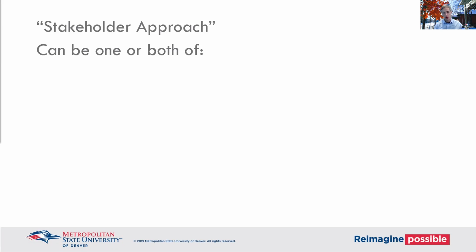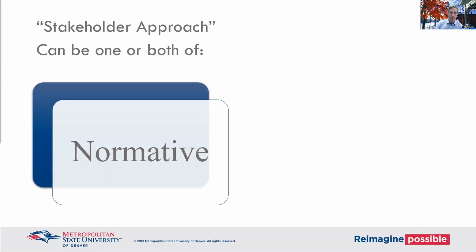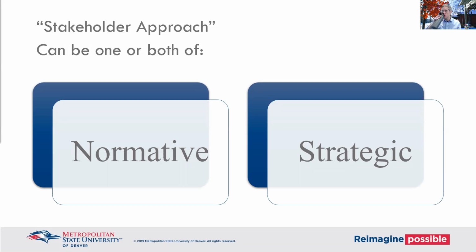So the stakeholder approach can be one of two things. When we talk about the stakeholder approach, we can mean either normative, like what is the ethical thing to do in terms of how I'm treating this set of stakeholders, or it can be strategic, which is just what it sounds like. How do I strategize around a relationship with this set of stakeholders so that I can best benefit the company's long-term profitability and sustainability?